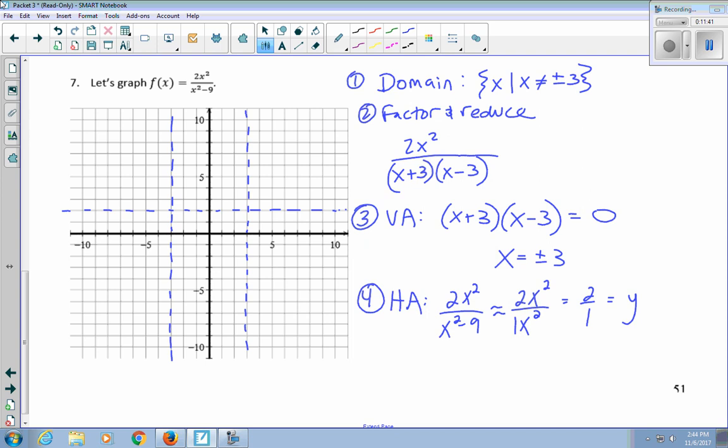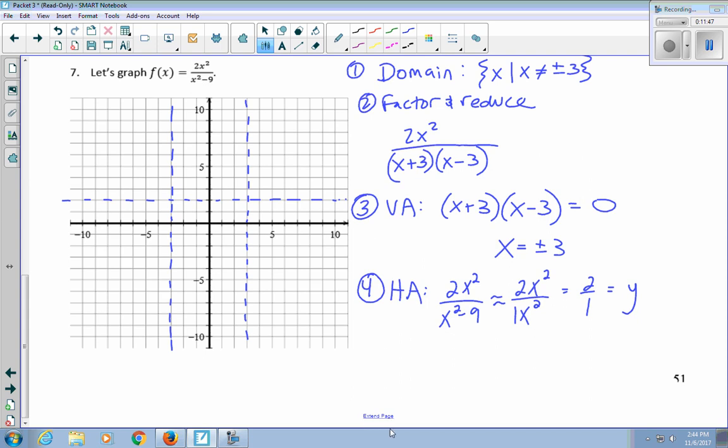I should find x and y intercepts. So the y-intercept happens when you plug 0 in for x.